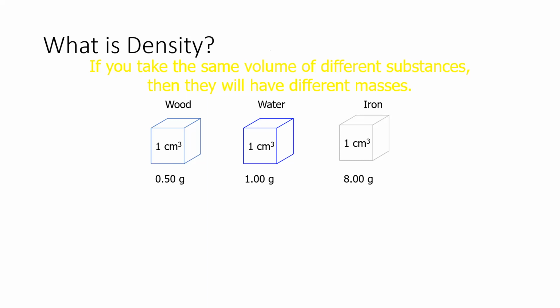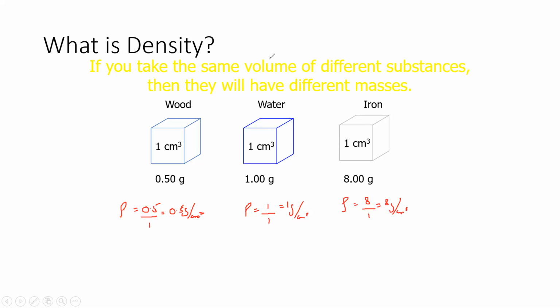So which object has the highest density? How do we calculate density? Density is the mass present in a unit volume. So here the density will be mass 0.5 divided by volume 1, so we'll get 0.5 gram per centimeter cube. When we find the density of water, the mass is 1 divided by 1, so we'll get 1 gram per centimeter cube. And for iron, the mass is 8 and the volume is 1, so we'll get 8 gram per centimeter cube.